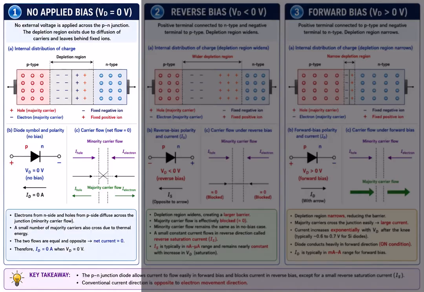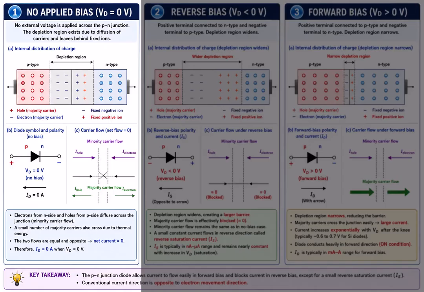On the p side, fixed negative ions are left behind. On the n side, fixed positive ions are left behind. This central region has very few mobile charge carriers, and hence it is called the depletion region. It acts like a voltage barrier that opposes further diffusion of majority carriers.